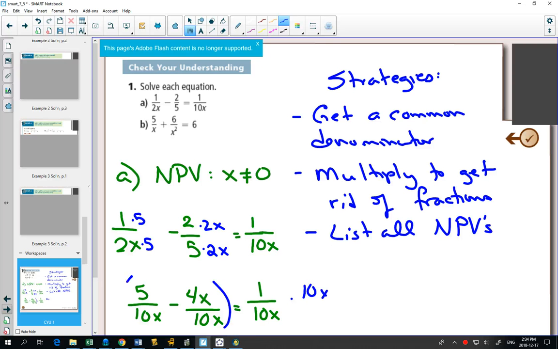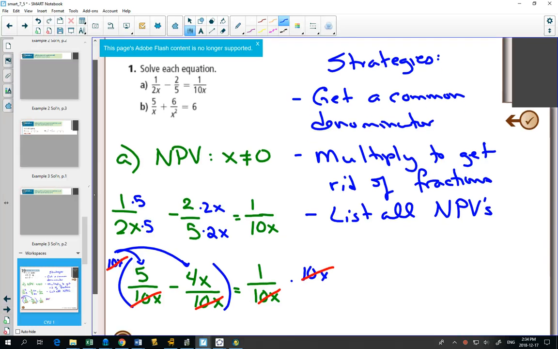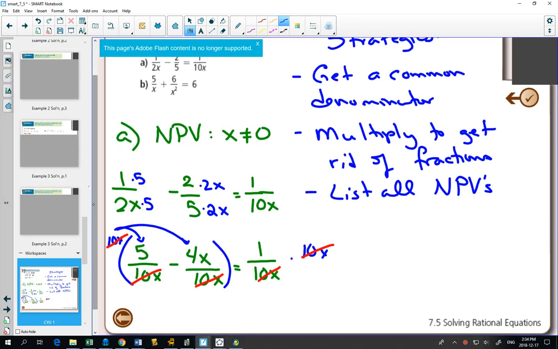Now, when I multiply this whole side by 10x, what it does is it distributes and multiplies everything by 10x. What's going to happen? The 10x's here are going to cancel out. When I multiply this 10x and this 10x, it's going to cancel out. When I multiply this 10x and this 10x, all the 10x's will cancel out. So making the common denominator, yes. They won't affect the 5 and the 4 because they will have simplified and canceled out. So now what do we have?